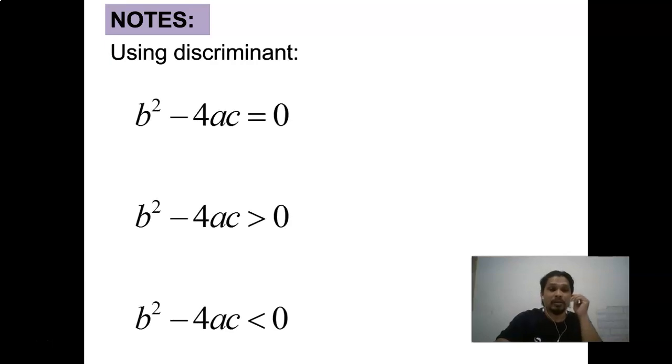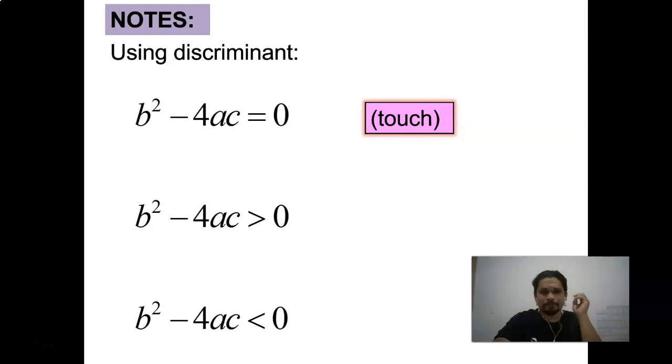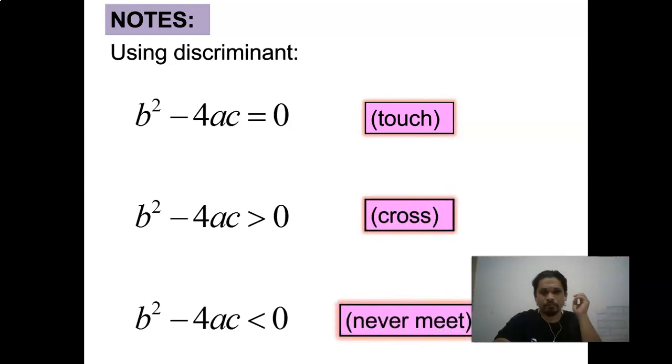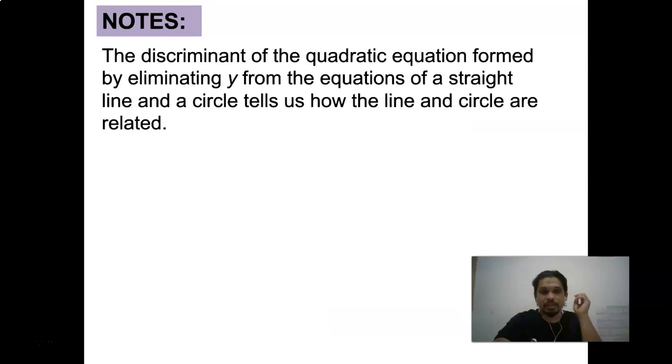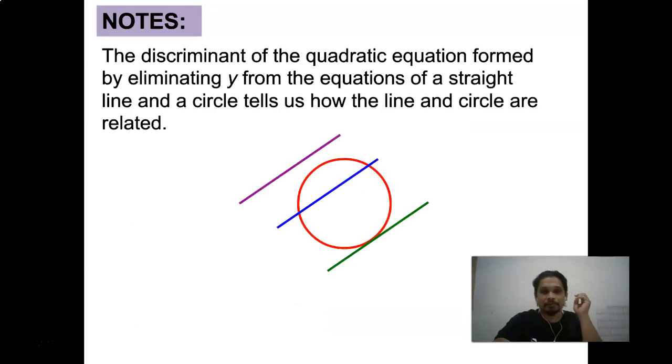Okay, you may also use the discriminant of this. Might you recall? Hopefully you still remember this, the thing that has been taught to all of you from Form 4 and Form 5. Okay. So let's continue with the next one here. The discriminant of the quadratic equation formed by eliminating y from the equation of a straight line and circle tells us how the line and circle are related.